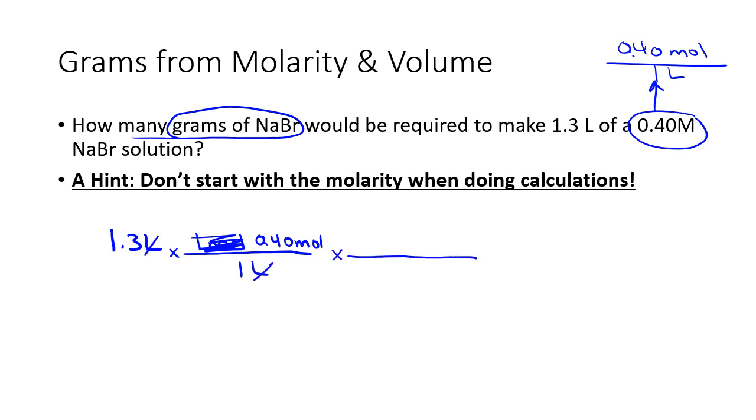And then I would go and find the molar mass to find out how many grams would be in the sample. And this problem in the notes I showed as 2 steps, so you'll now see it as 1 step instead. So the molar mass of sodium bromide is 102.89 grams for every 1 mole. And so that would cancel out moles. And when I do that, I would get 54 grams of sodium bromide would be necessary to make that solution.